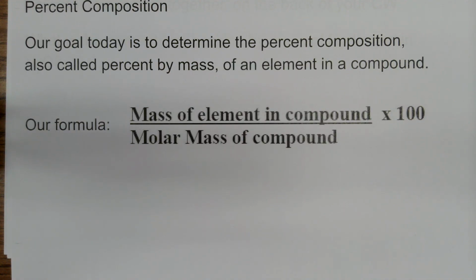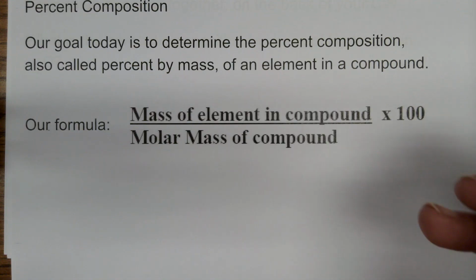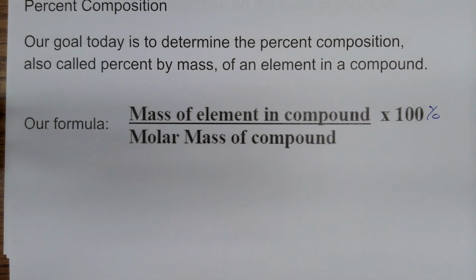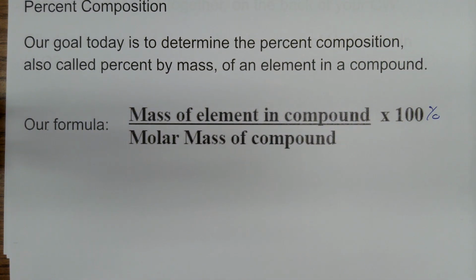The mass of an element in a compound, so I'm looking at the molar mass of the element itself. I'm going to divide that by the molar mass of the compound, which we should all be very familiar with how to get now, because we did it last time. And I'm going to multiply that number by 100%. So this is the equation at the top of your page. This is the equation that we're going to use all day.